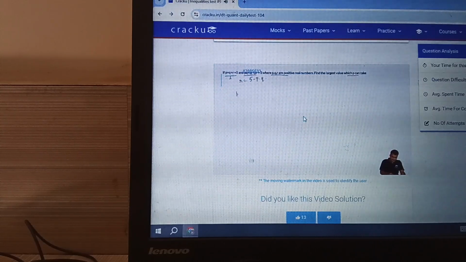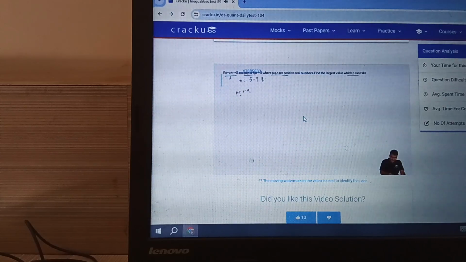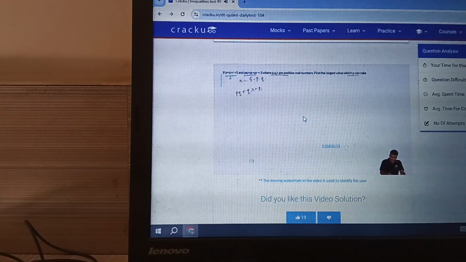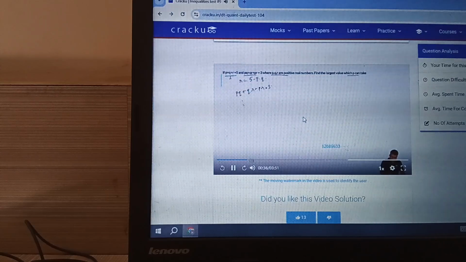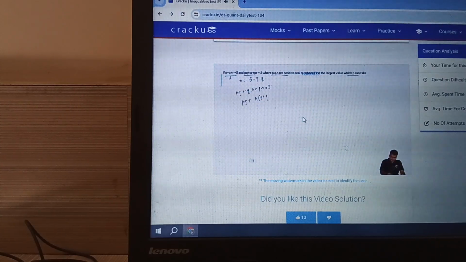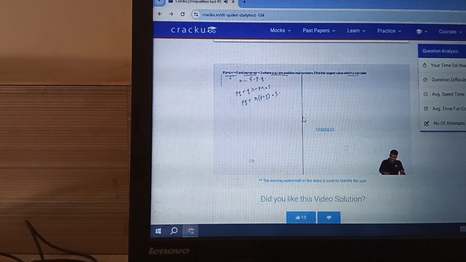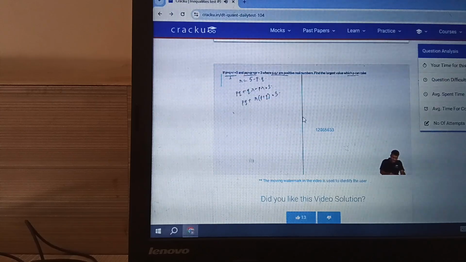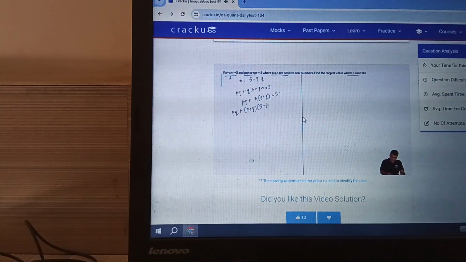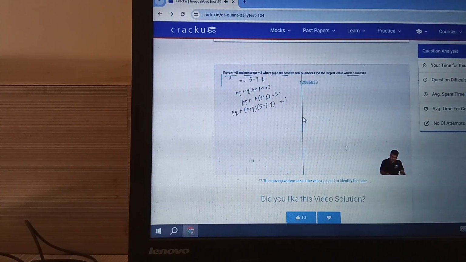Next we have PQ plus QR plus PR is equal to 3, or PQ plus R into P plus Q is equal to 3. We have already expressed the value of R in terms of P and Q. So what we'll do is PQ plus P plus Q into R. So P plus Q into 5 minus P minus Q is equal to 3.